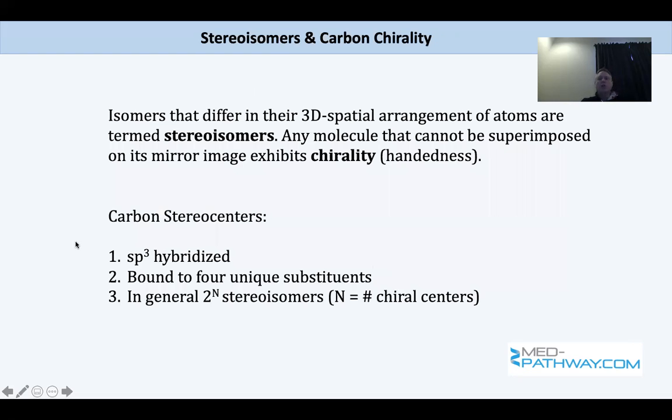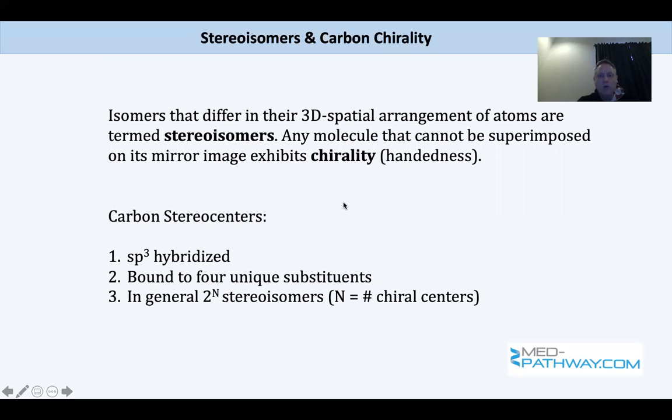So now we turn to probably the most important aspect of stereochemistry and isomers, and this is chirality of carbons. Other atoms can exhibit chirality, but the MCAT will probably exclusively test you on carbon chirality. So stereoisomers differ in their three-dimensional spatial arrangement. Okay, and so what's a chiral molecule?